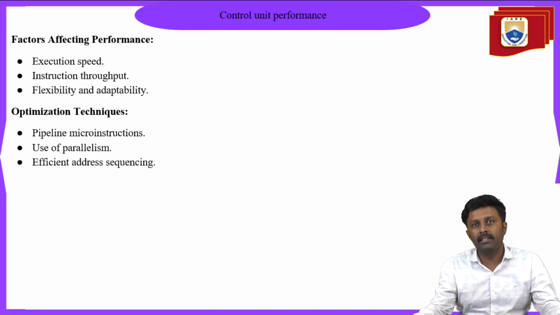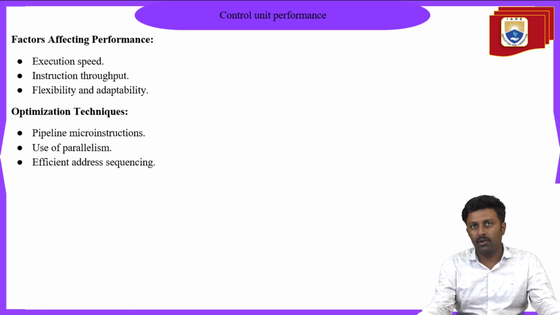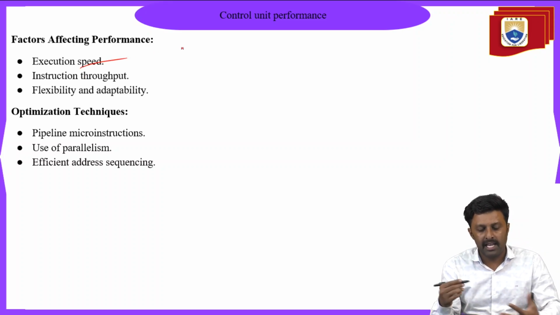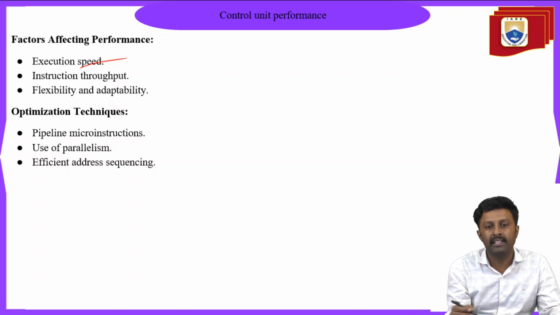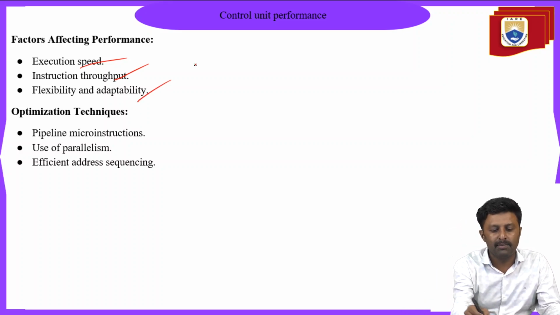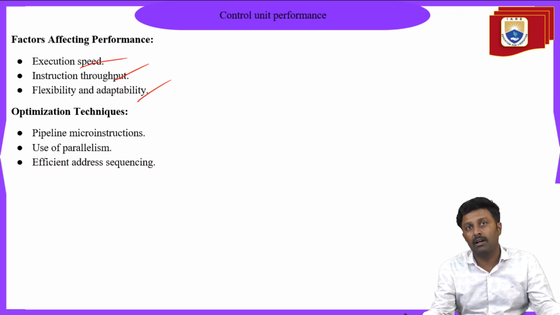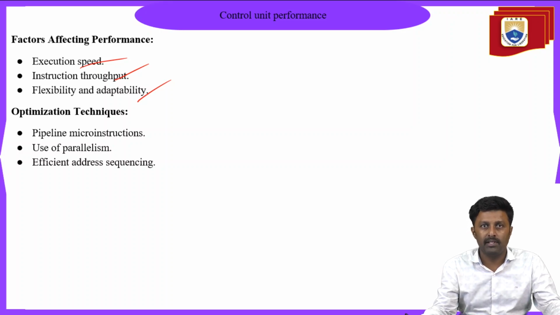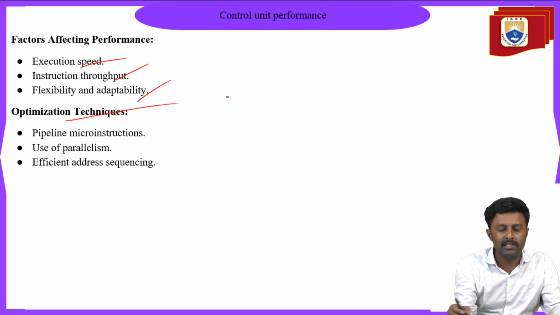Now, the factors affecting the performance of a control unit. Execution speed plays a very important role. Then instruction throughput, meaning how many instructions are executed, and flexibility and adaptability. These are the factors which identify the performance of the control unit. Then, optimization techniques: how can we do it?